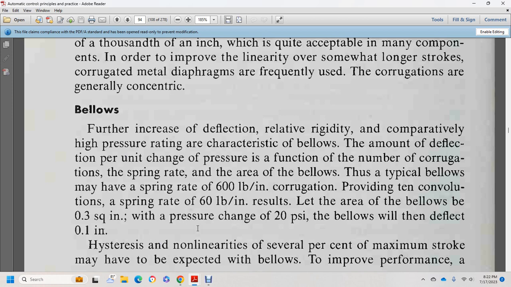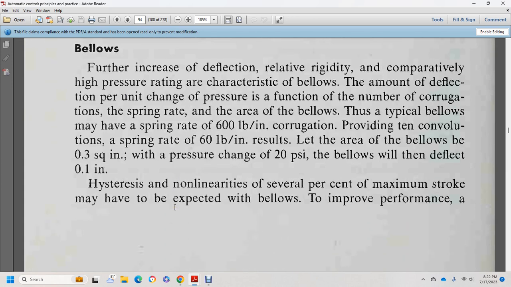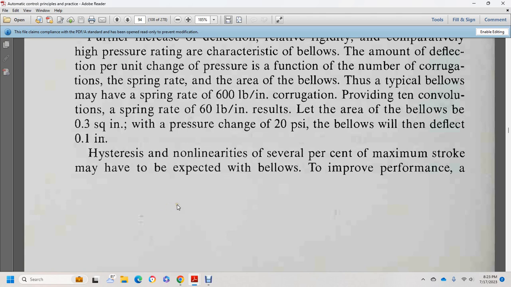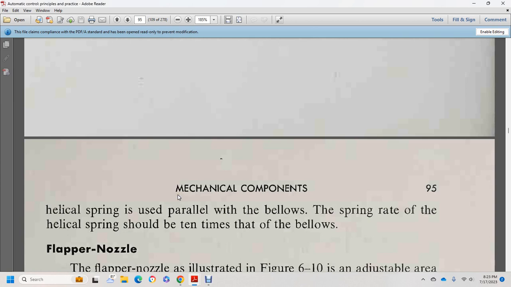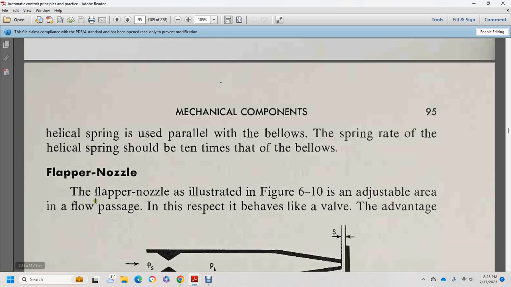with a spring rate of 60 pounds an inch. The result is an area of the air bellows of 3/10 of a square inch, and over the pressure change of 20 psi the bellows will be deflected 1/10 of an inch. Hysteresis and nonlinearity of several percent of the maximum stroke may be expected with the bellows. To improve the performance, a helical spring is placed in parallel with the bellows, with the spring rate of the helical spring being 10 times that of the bellows.